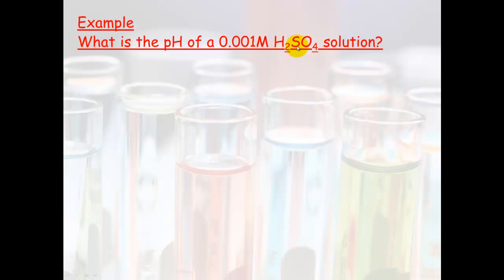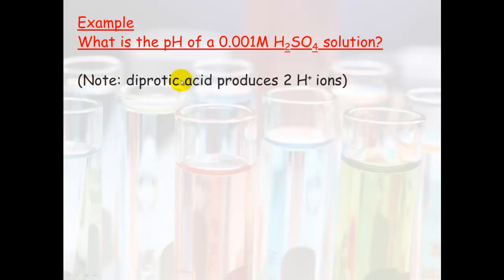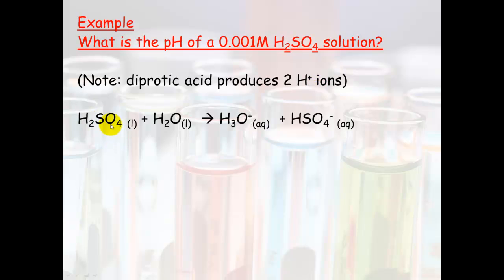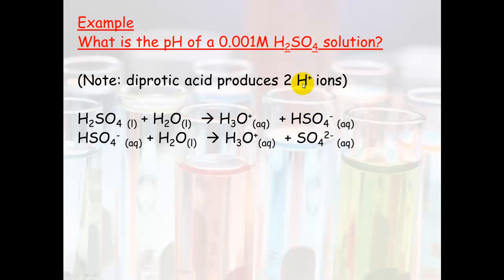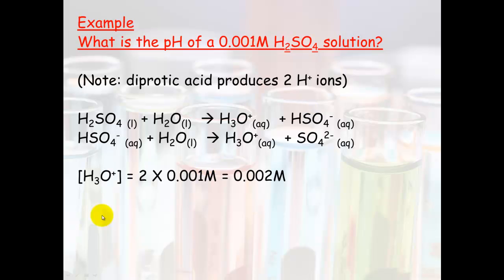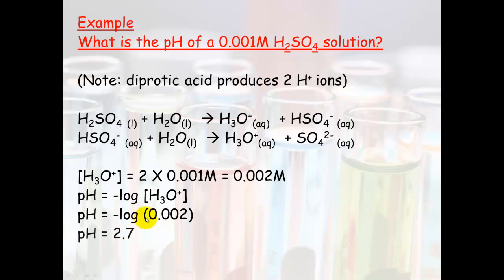If you've got a diprotic acid, you need to take into account that it will produce 2 hydrogen ions. Sulfuric acid will ionize, and this will ionize again to produce those 2 hydrogen ions. So we know that the concentration will be twice this amount because each of these sulfuric acids will produce 2 of the hydrogen ion. So we multiply the concentration by 2 and then we just solve using this formula again. So plug the concentration in here and you'll get a pH of 2.7.